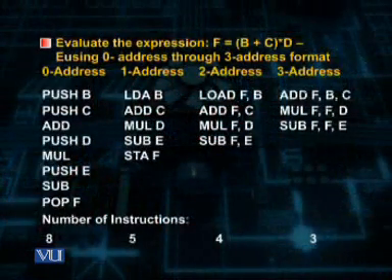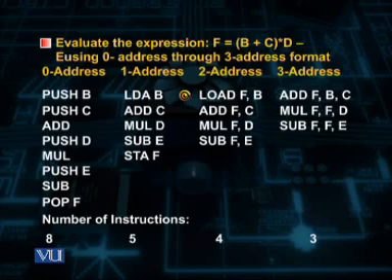So for this purpose, the first instruction is load F, where the location F is to be loaded with the value of the operand B. Now this operand B is available at the address F. The second instruction, which is ADD F comma C, stands for adding the value of C to the contents available at the address F.